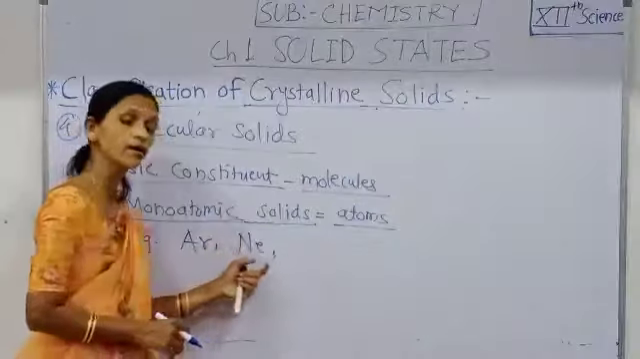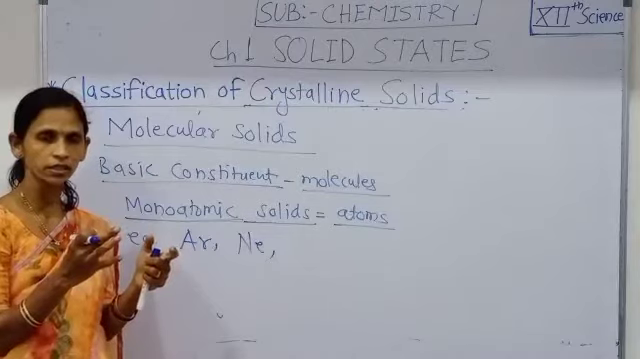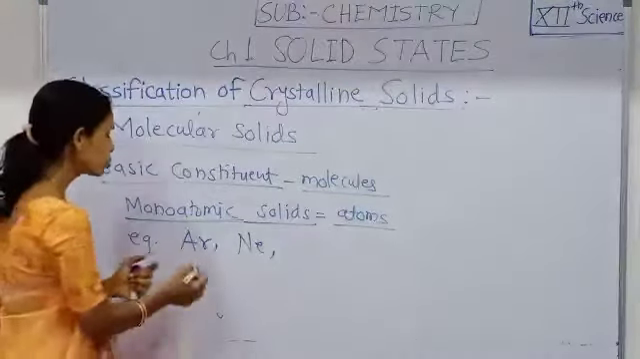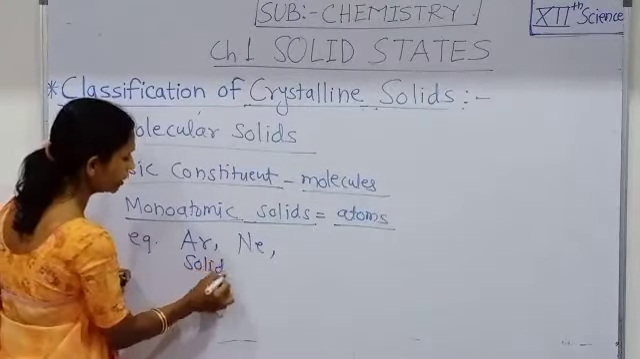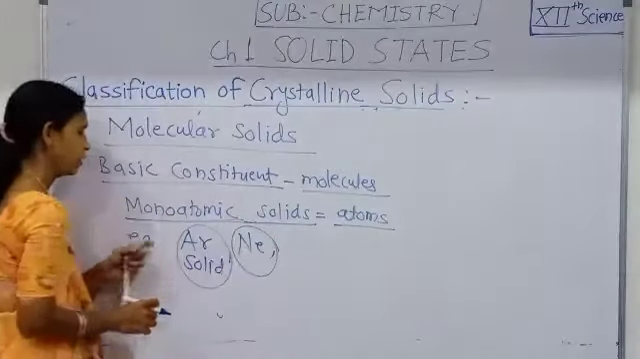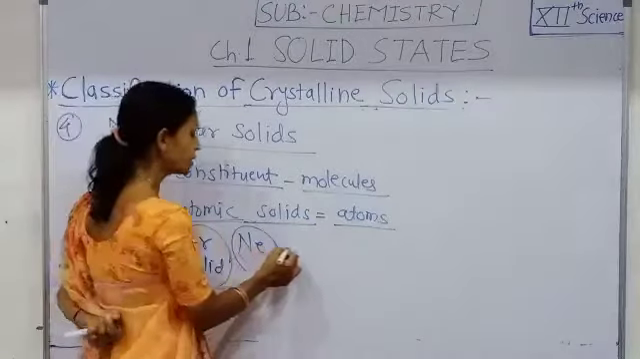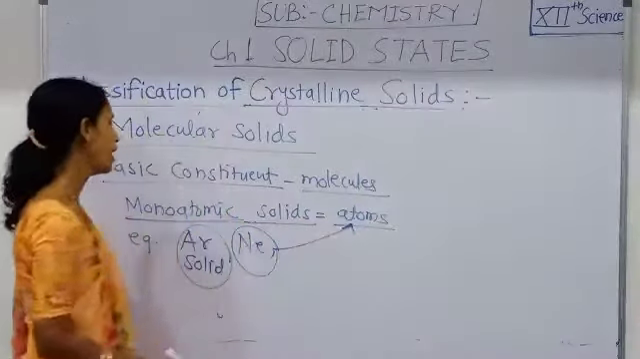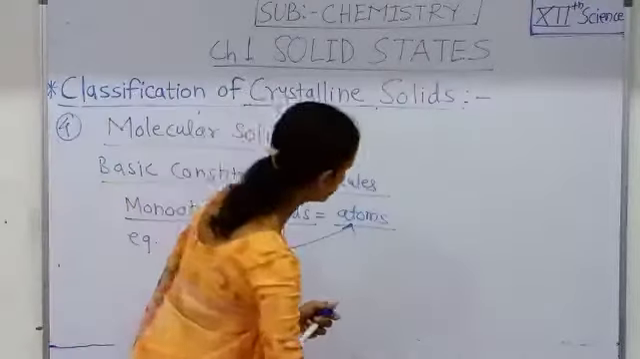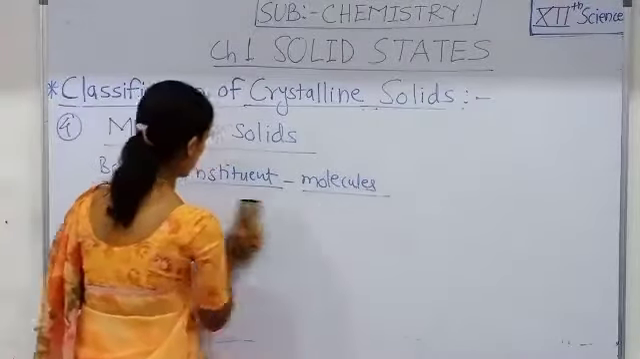At room temperature they are gaseous, but when pressure is applied on those gases, they can be converted into liquid as well as solid. Solid argon and solid neon are monoatomic solids. Their basic constituent is atoms, and the basic constituent of a molecular solid is molecules.